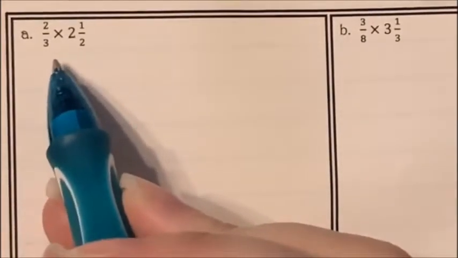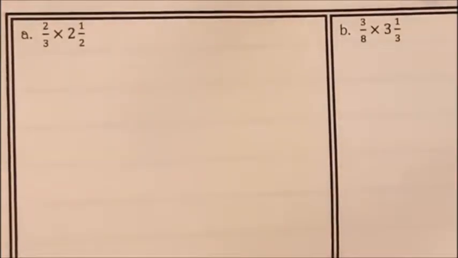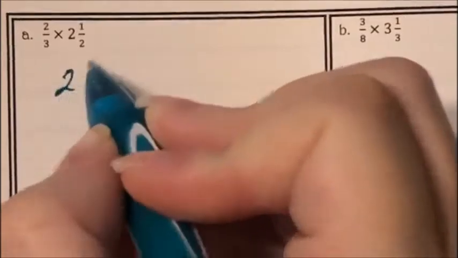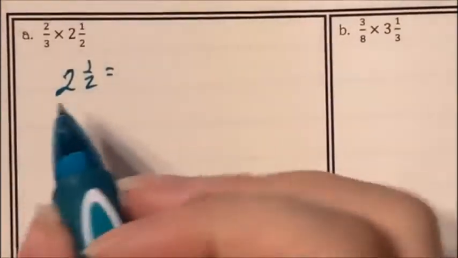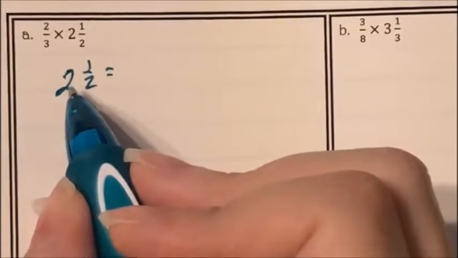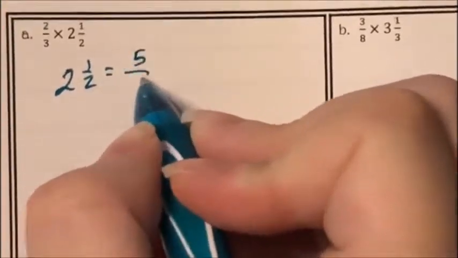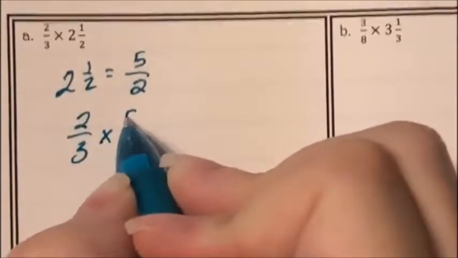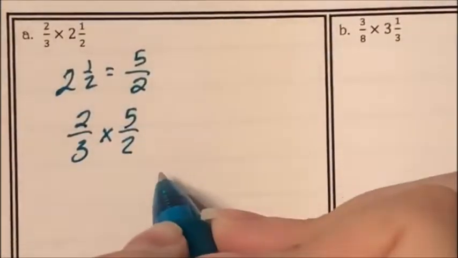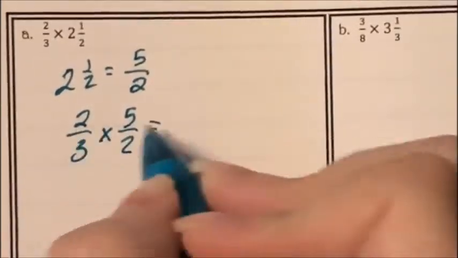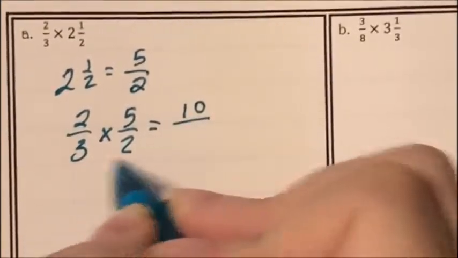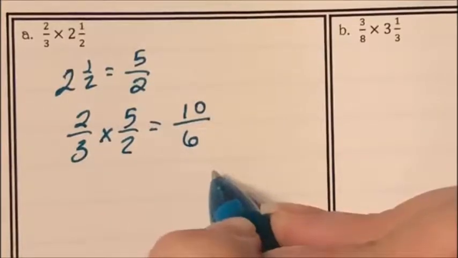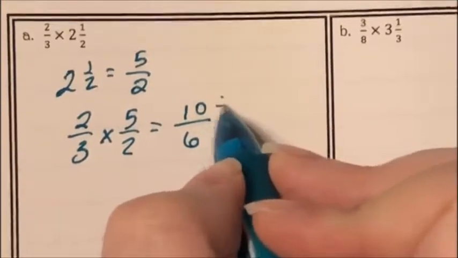Letter A says 2/3 times 2 1/2. So 2/3 stays the same, but I'm going to change 2 1/2 to an improper fraction. 2 times 2 is 4, plus 1 is 5. My denominator stays the same. Now I can rewrite it. 2/3 times 5/2. 2 times 5 is 10. 3 times 2 is 6. Then I can simplify. I can divide both 10 and 6 by 2.